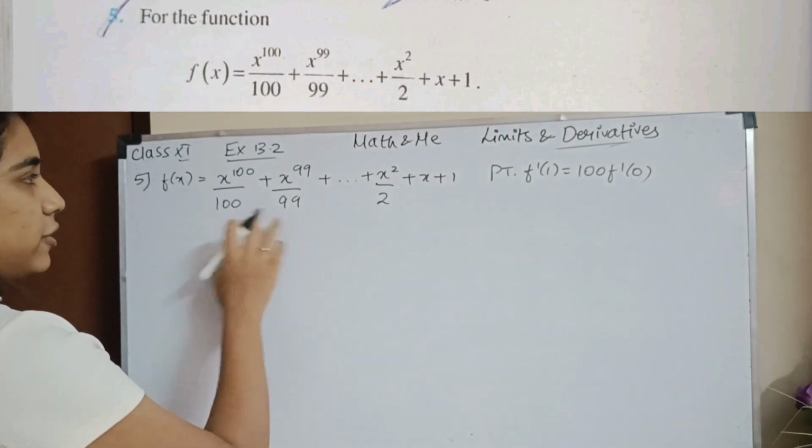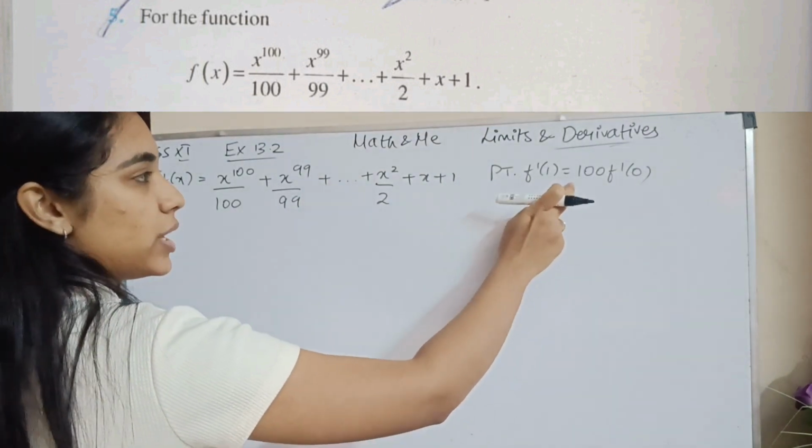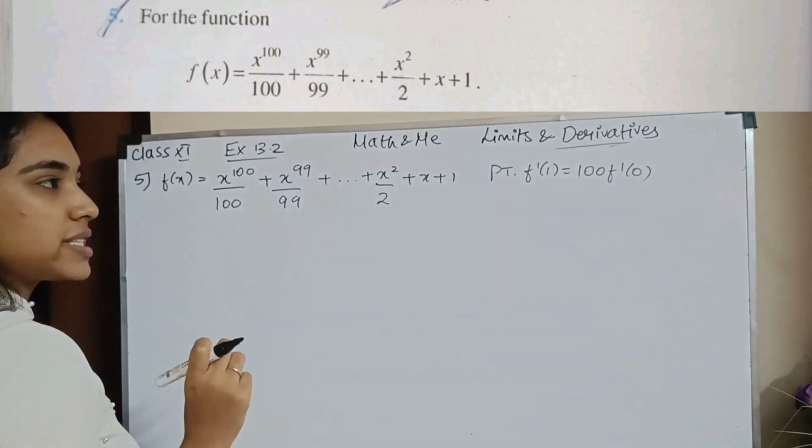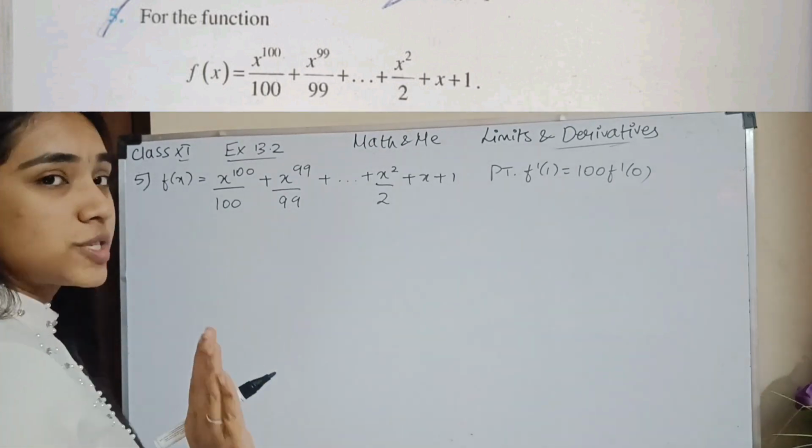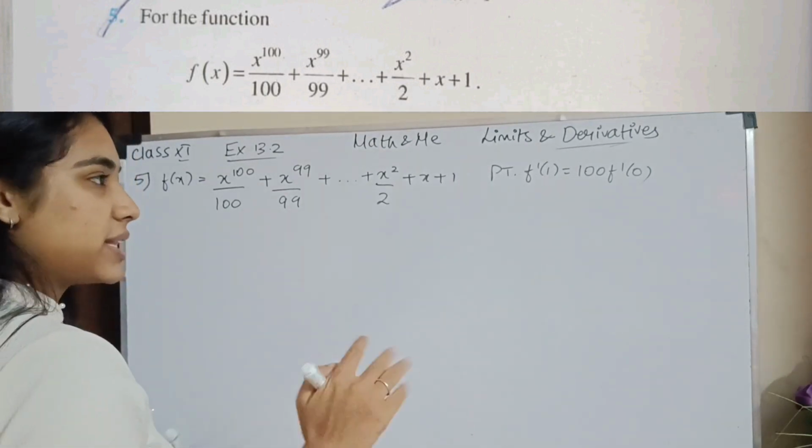Question number 5. f of x is given. I need to prove that f dash of 1 equals 100 times f dash of 0. So first I'll find f dash of x, okay? This is not using the first principle. They have not mentioned anything. So we can do it using what we know.